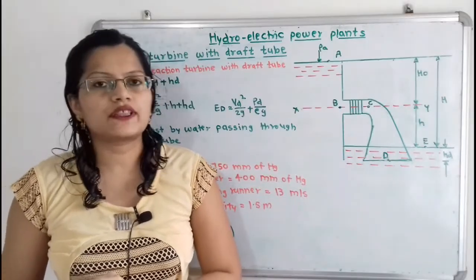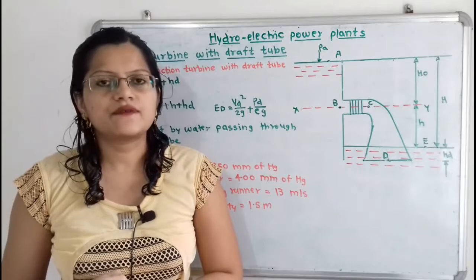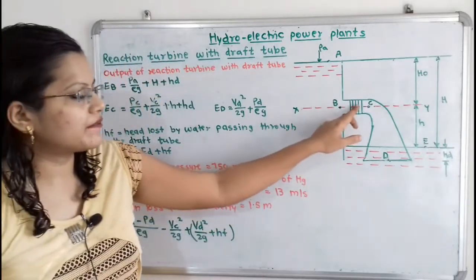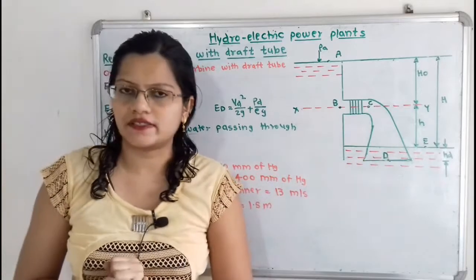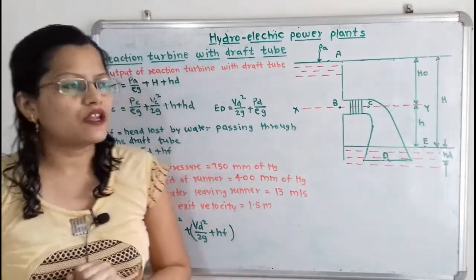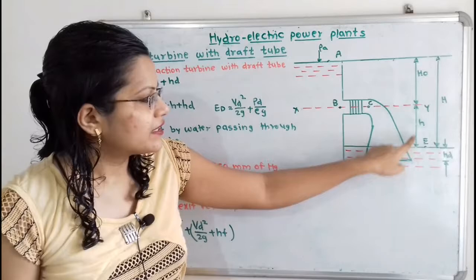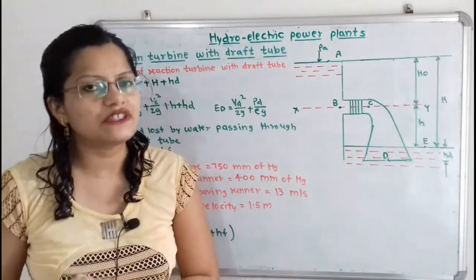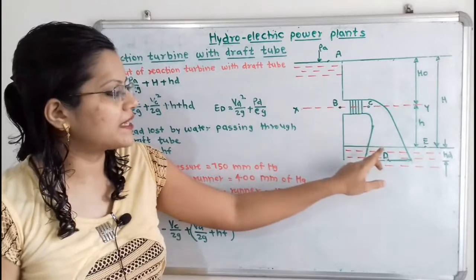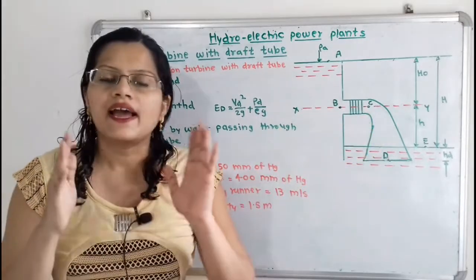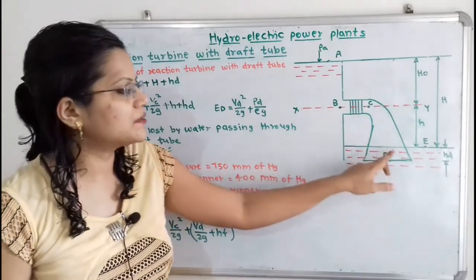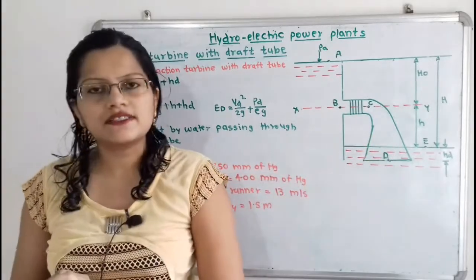Now we will move to the third part. That is, we will solve the problem to find out the vertical height between this turbine and the tail race level. Suppose the value of h is indicated by the letter small h. Suppose this value of h is positive, that means this turbine is placed above the tail race level, and suppose this value of h is negative, that means this turbine is placed below the tail race level.